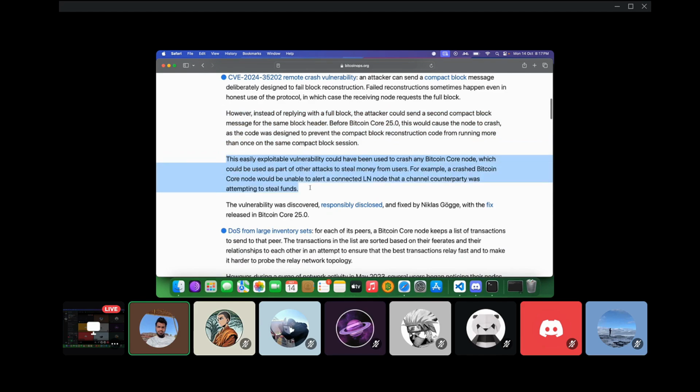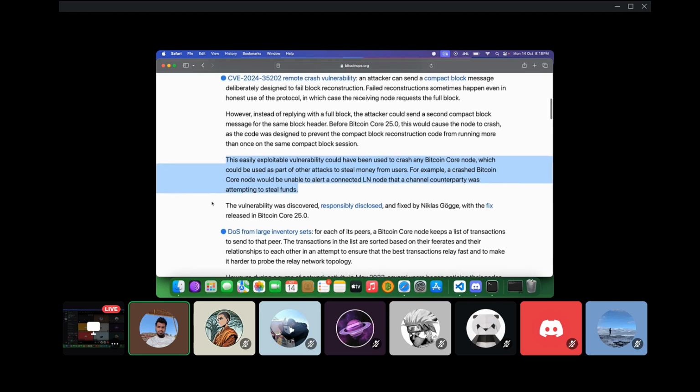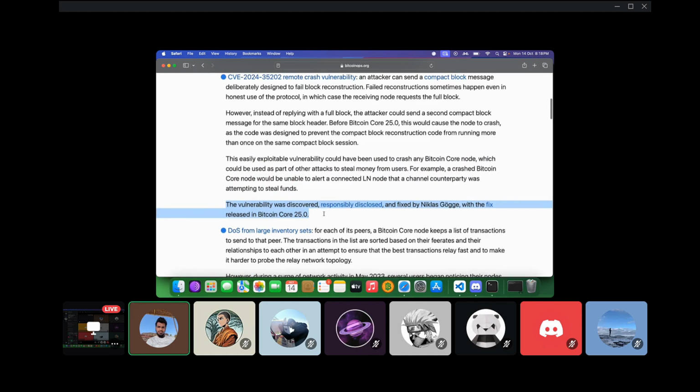This easily exploitable vulnerability could have been used to crash any Bitcoin Core node, which can be used as part of other attacks to steal money from users. For example, a crashed Bitcoin node would be unable to alert a connected Lightning node that a channel counterparty was attempting a theft. The vulnerability was discovered, responsibly disclosed, and fixed by Nicholas Kauger with the fixed release in Bitcoin Core 25.0.